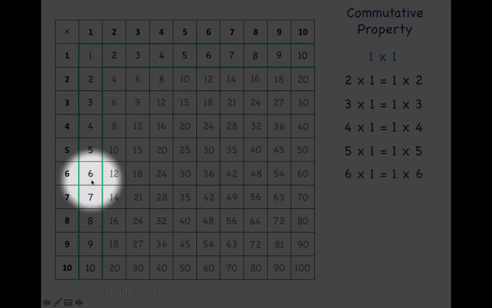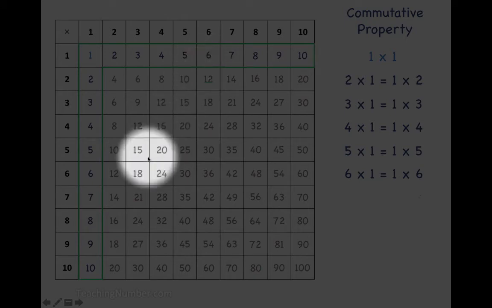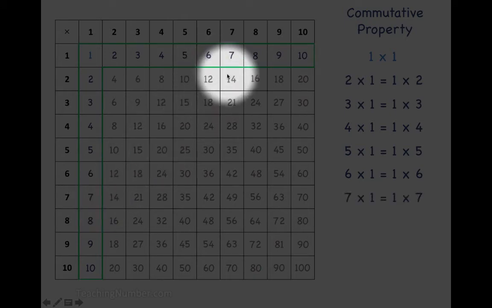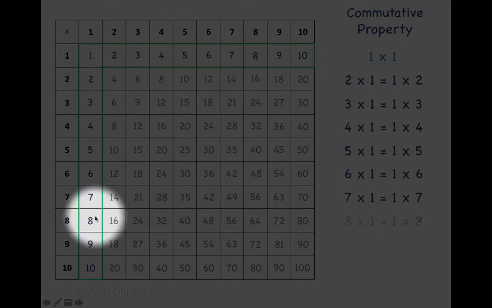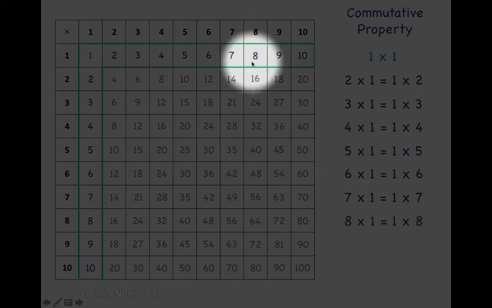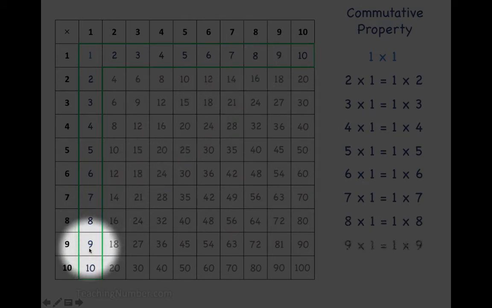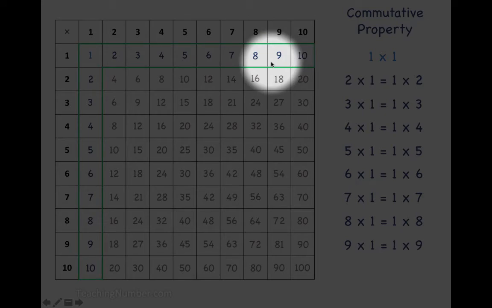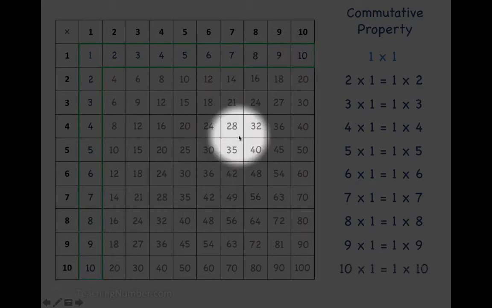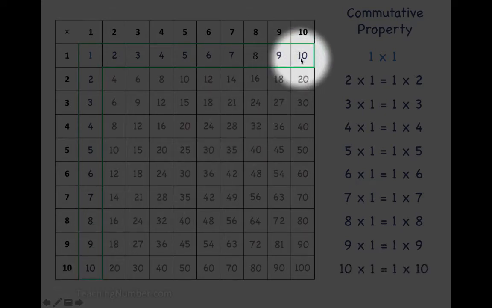5 times 1 is the same as 1 times 5. 6 times 1 is the same as 1 times 6. 7 times 1 is the same as 1 times 7. 8 times 1 is the same as 1 times 8. 9 times 1 is the same as 1 times 9. And 10 times 1 is the same as 1 times 10.